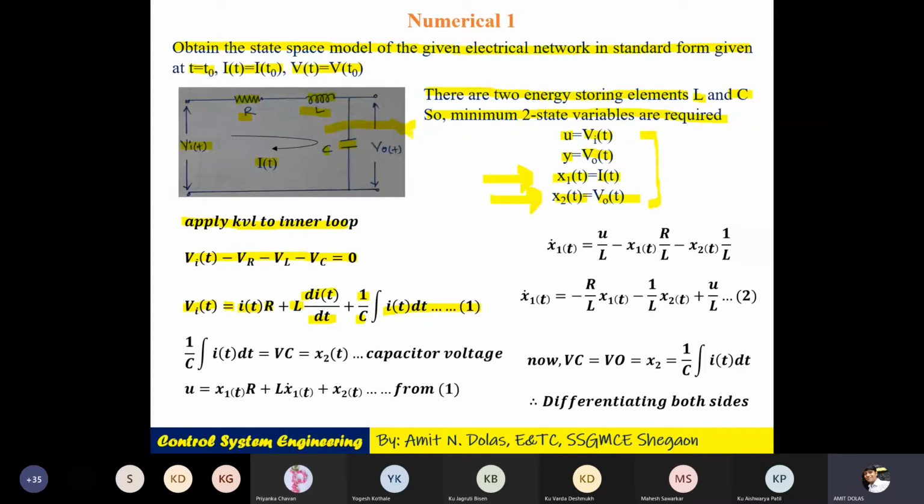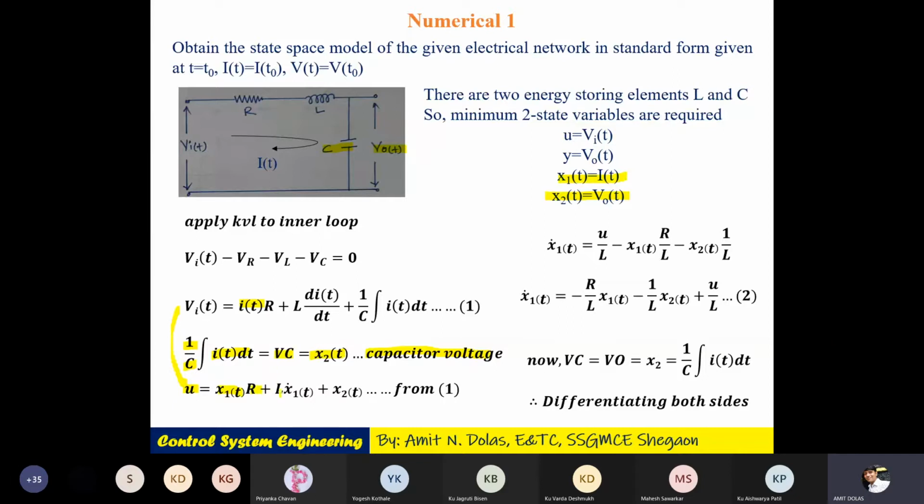Then what is this capacitor voltage? Your capacitor voltage is nothing but the output. So we may write this 1 by C integral of i dt is nothing but capacitor voltage, which is nothing but one of your states, that is x2. So x2 is the state. So just rewrite this equation in the form of standard state space model. v of t is replaced by u, i of t is replaced by x1 of t, because i of t is nothing but the first state variable.